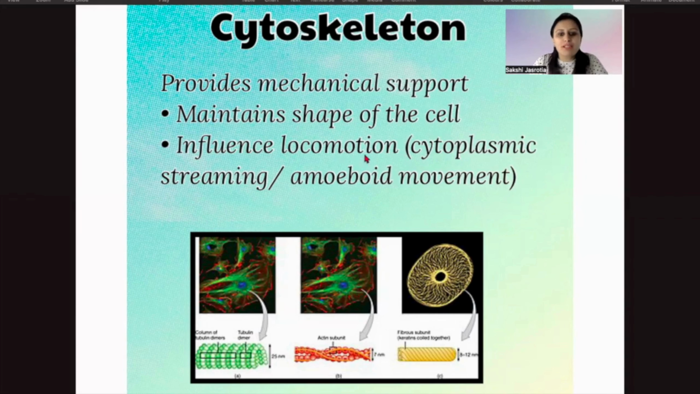It also influences locomotion. What does the term locomotion mean here? Moving from one place to another. When a cell or an organelle has to move from one place to another, it is termed locomotion. And also the movements which are inside the cell, that is cytoplasmic streaming. We studied when we studied the cytoplasm that there is motion of the fluid within the cell also. So that was termed cytoplasmic streaming. And the amoeboid movement is the movement or locomotion of the organism from one place to another, right? So I hope this much is clear.